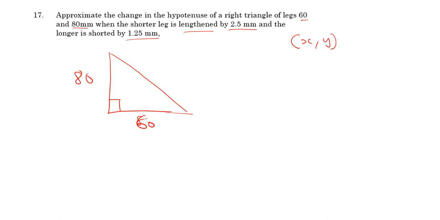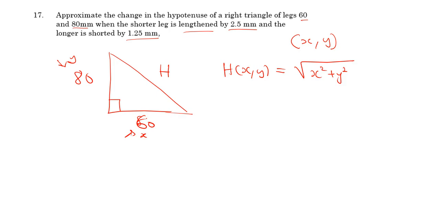Then they're telling you that these are the legs that are being used to approximate. So I want us to approximate the change in the hypotenuse, and of course we know the hypotenuse is the longest side. Using Pythagoras' theorem, the hypotenuse of these 2 points, x comma y, is equal to the square root of x squared plus y squared. You square these terms and add them. Of course I know that x is the shorter side and y is the longer side.